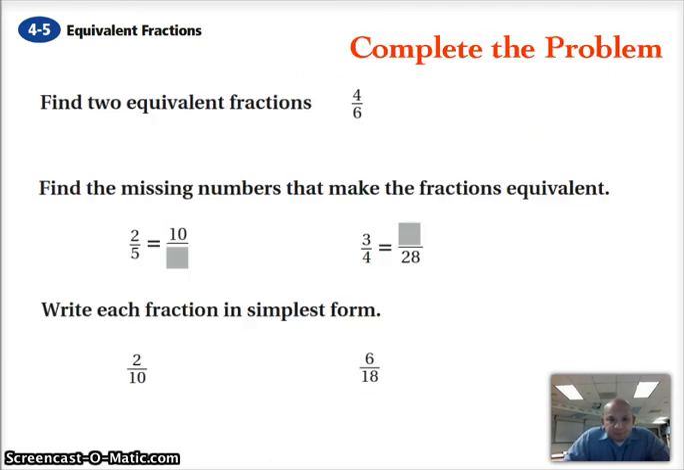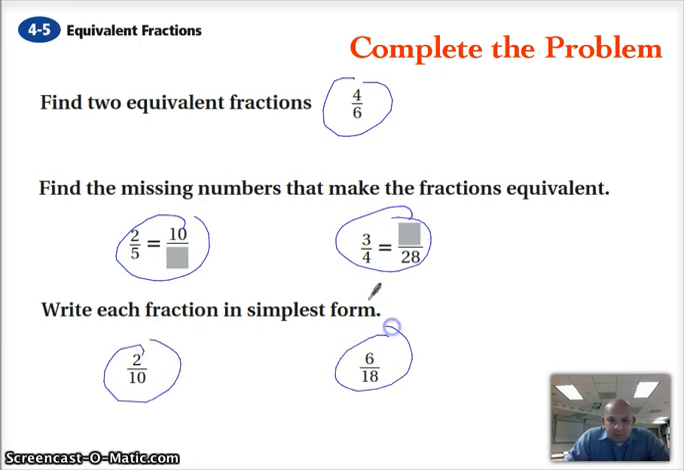Now it's your turn. You've got actually five problems here. First problem, find two equivalent fractions to 4/6. The others are find the missing numbers that make the fraction equivalent. Remember, I'll give you a start here. How do we get from 2 to 10? Well, we multiply here, and you're going to have to take a look at this one to get that determination.